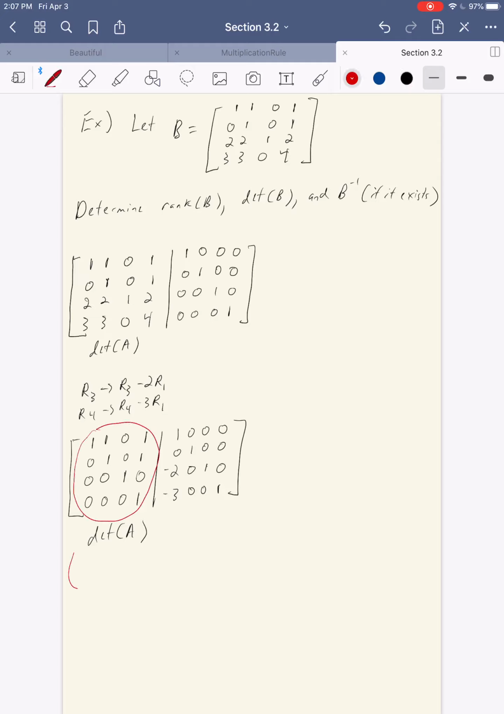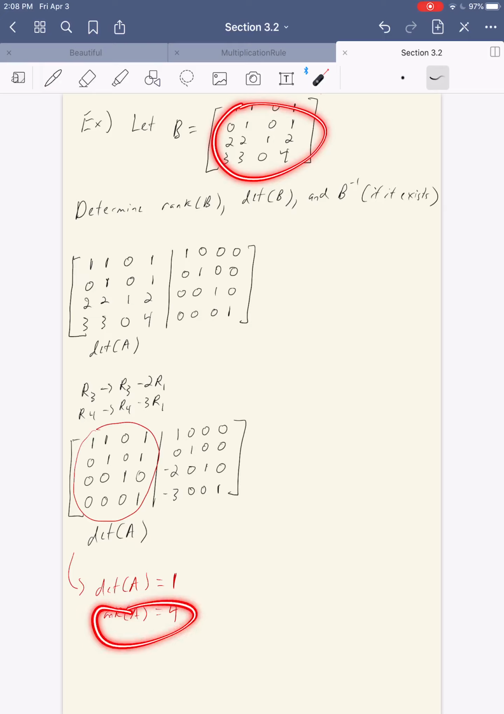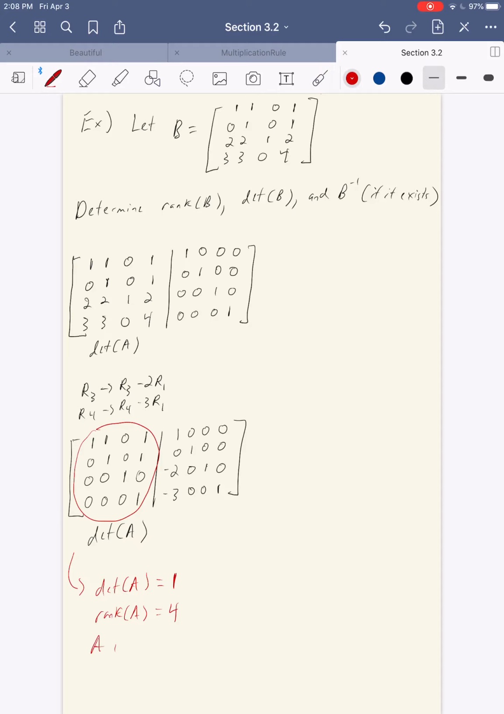We can get a couple things. We can get the determinant of A. Well, we know the determinant of A is 1 times 1 times 1 times 1, so we can immediately get that the determinant of A is 1. This guy is also in upper triangular or row echelon form, so we can get that the rank of A is equal to 4. Also notice that tells us the rank is full, right? It's a 4 by 4 matrix and its rank is 4, so it has full rank. So we also know that A is invertible.